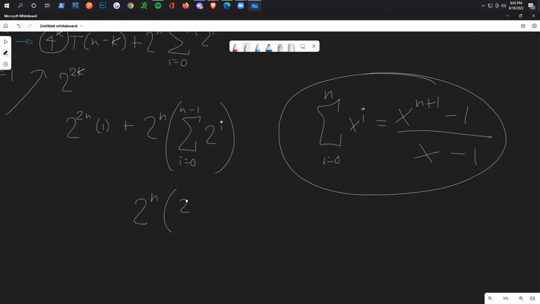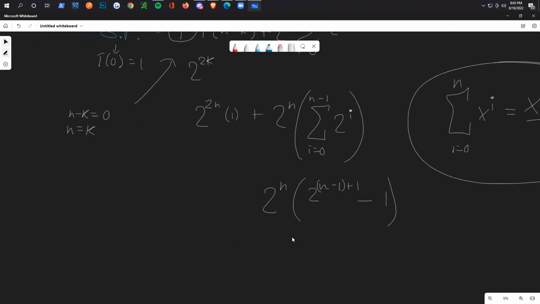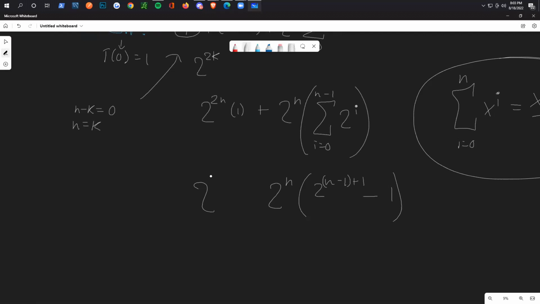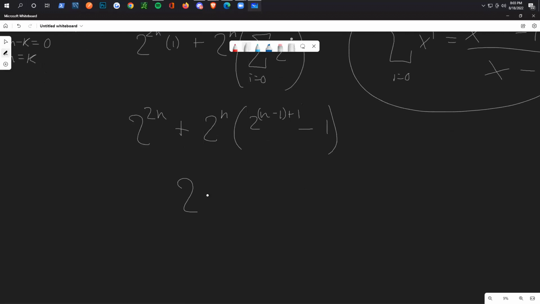Okay, so let's keep going. So x, this is x. Plug in n, so this is n minus 1 plus 1, right? Then minus 1. And think about it, x minus 1 is 2 minus 1, so it's all over 1, so we don't have to write it. Let me just erase this as well. And we still have this term out here. It's going to have 2 to the n plus 2 to the n times 2 to the n minus 1.